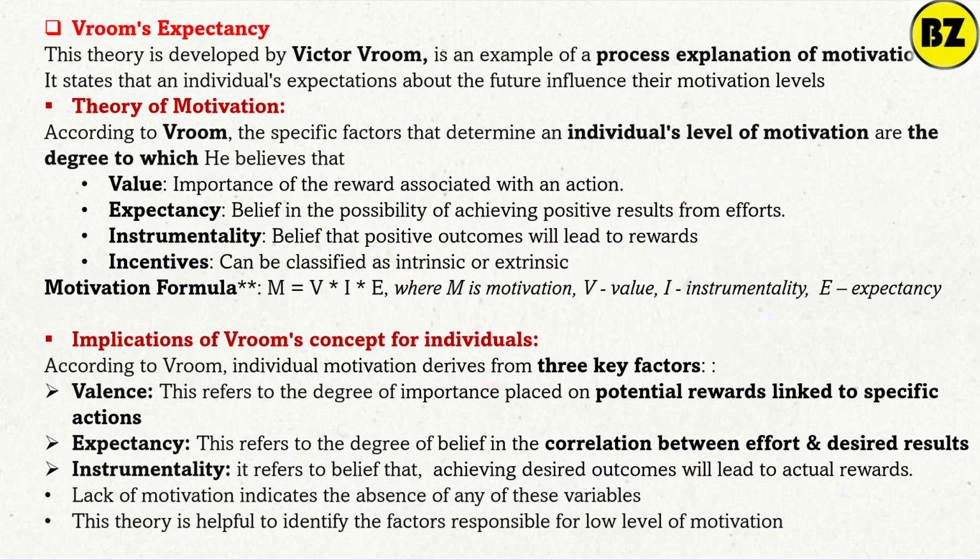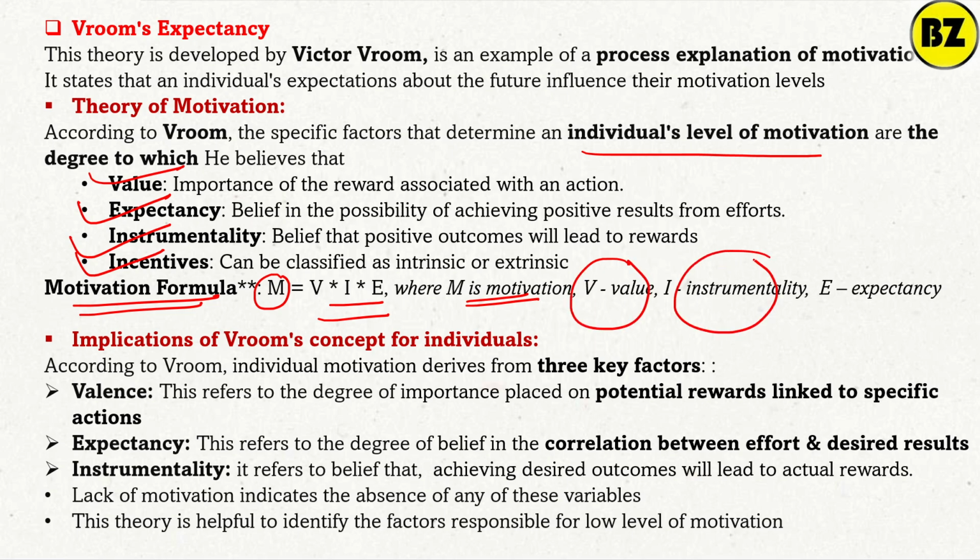Okay, so what is Vroom's view? According to Vroom, the factors that determine the individual's level of motivation are the degree to which he believes in value, expectancy, instrumentality and incentive. So what is the motivation formula here? The motivation formula is M = V × I × E, where M is the motivation, V stands for the value, I stands for the instrumentality and E for the expectancy.